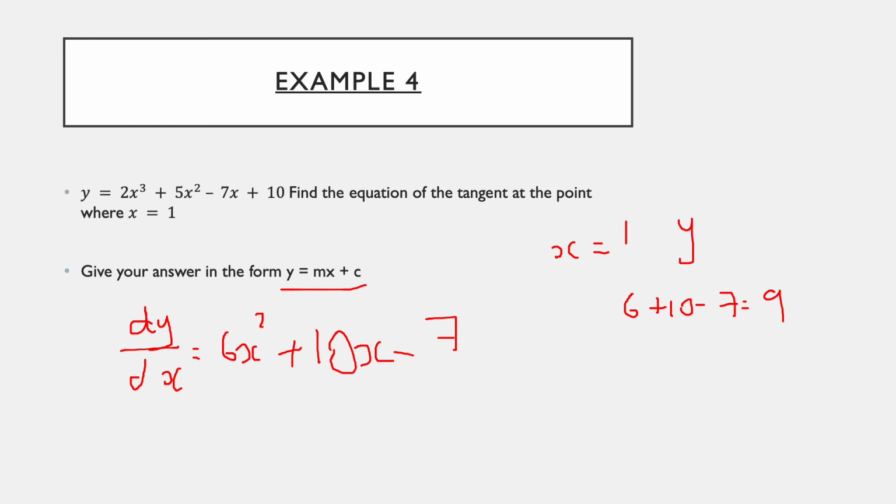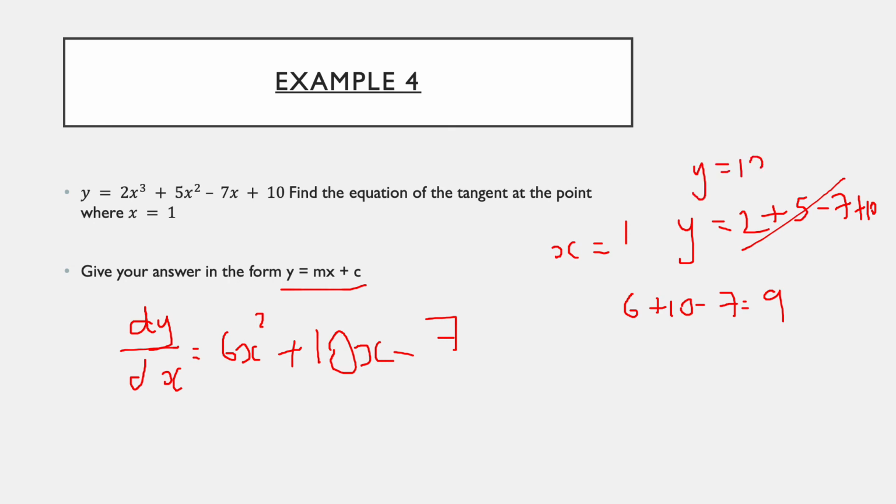Okay, I've now got to work out my y coordinate by subbing in x equals 1 into here. Well, I'm going to get 2 plus 5 minus 7 plus 10. Well, that's just going to cancel out actually, because 2 plus 5 is 7, minus 7 is going to be 0, so y equals 10. Okay, so y equals 10 when x equals 1, guys.